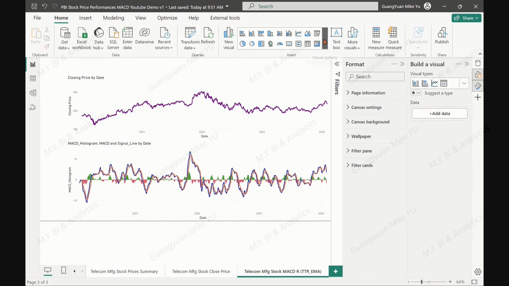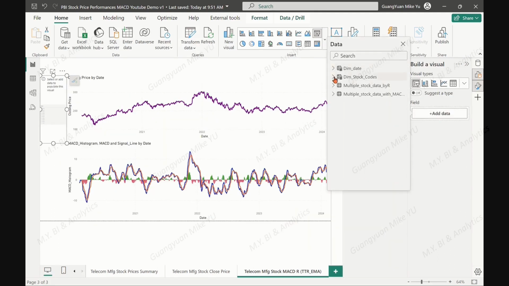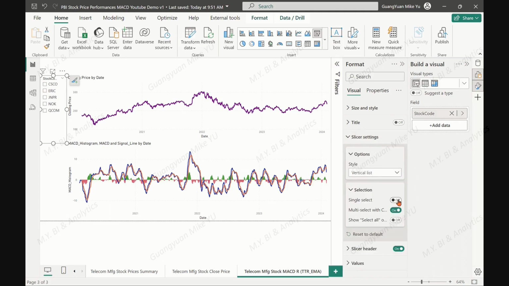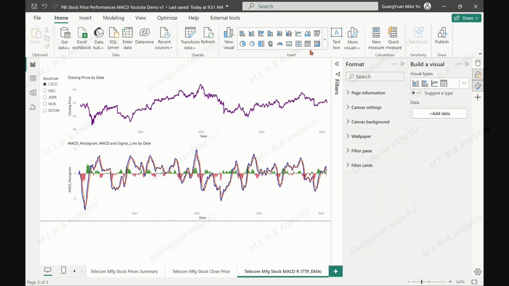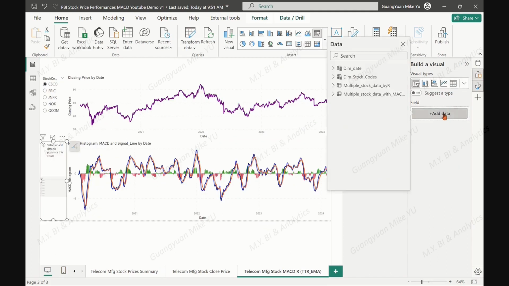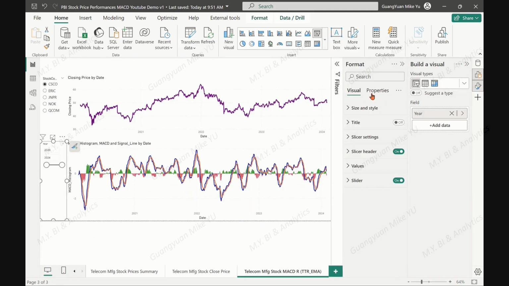Place a slicer for stock code selection, and use stock code from the stock code dimension table, set to single selection. Place a slicer for the year list from the date dimension table. Set multiple selection with the select all option.